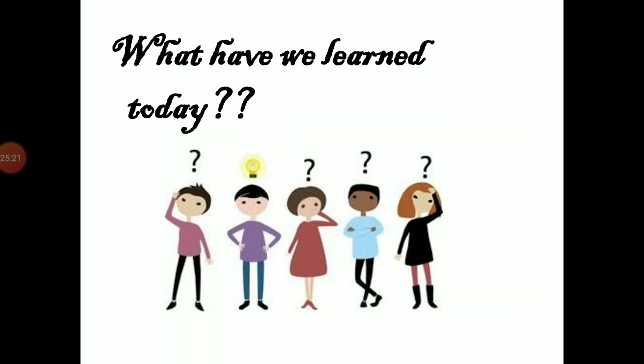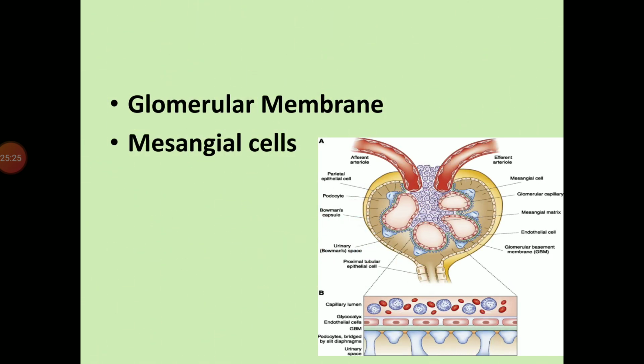So let us revise what we have learned in today's video. The first thing which we discussed is the glomerular membrane, in which we found that the blood has to travel through 3 different layers, and then only the blood will be filtered into the Bowman's space, and this filtration process is even affected or regulated by another group of cells which is seen between the capillaries, which are the mesangial cells, right?